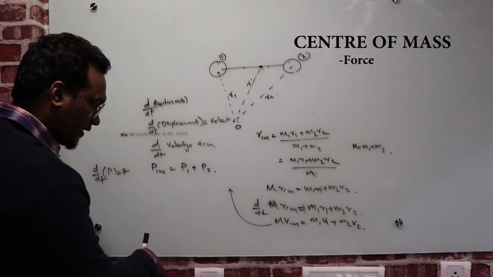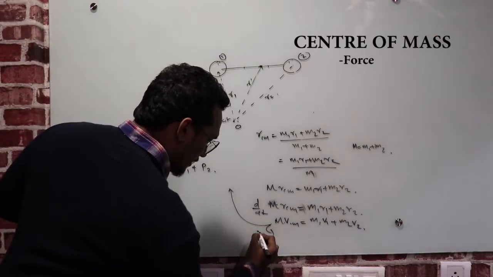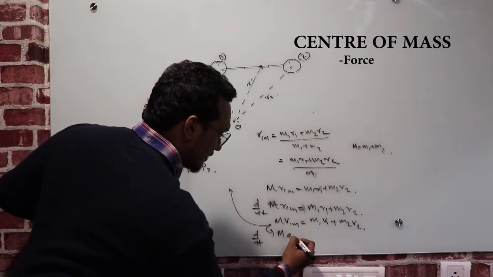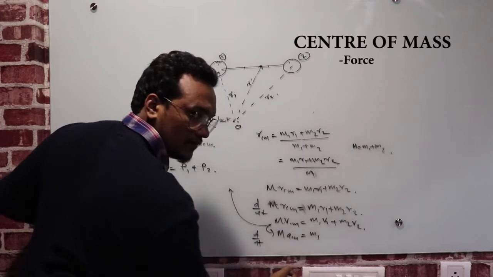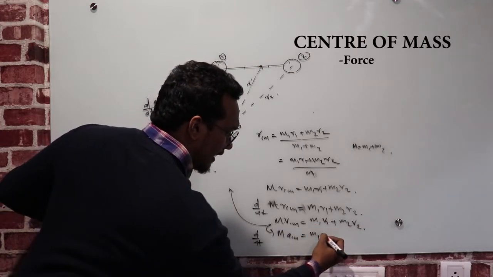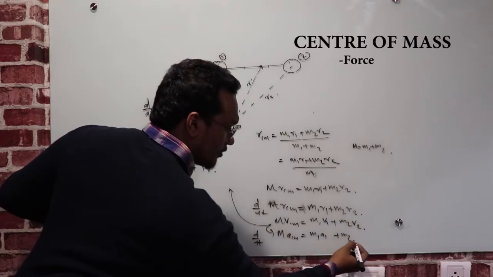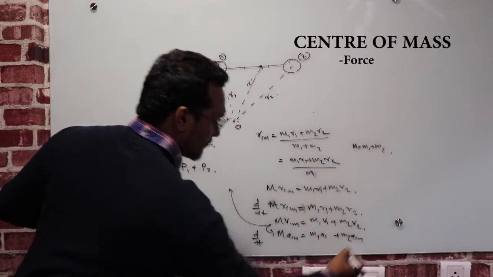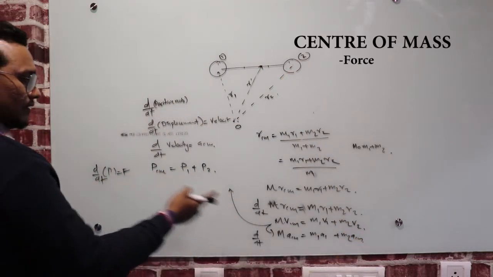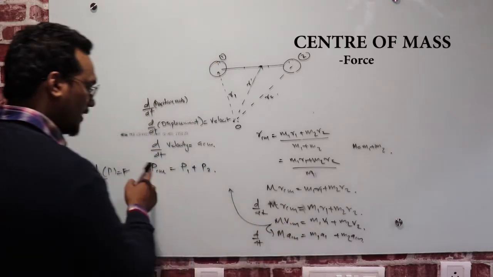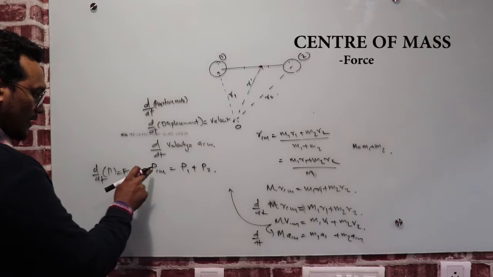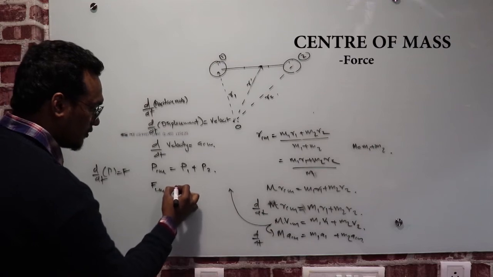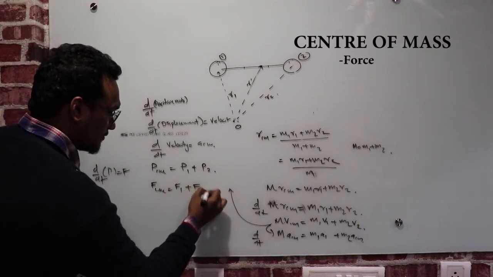So again I am differentiating it, or you can differentiate this equation d by dt. Capital M into dv by dt is acceleration of center of mass, m1 into dv1 by dt is nothing but acceleration of the first body, m2 into dv2 by dt is nothing but acceleration of second body. I can get the same equation by differentiating from dp by dt. dp by dt of center of mass is nothing but force on the center of mass, which is equal to force on first body plus force on second body.